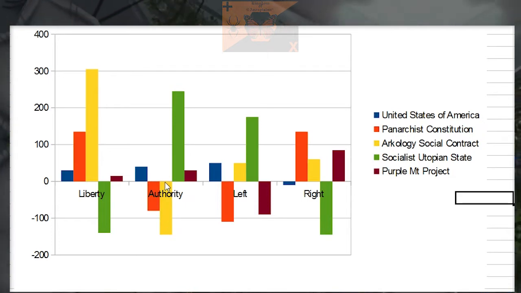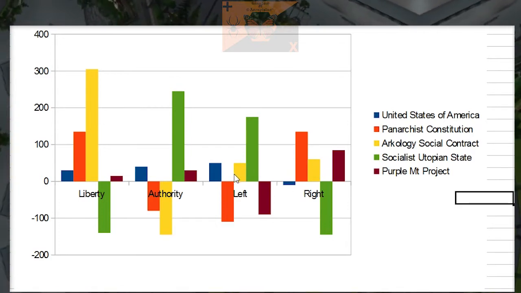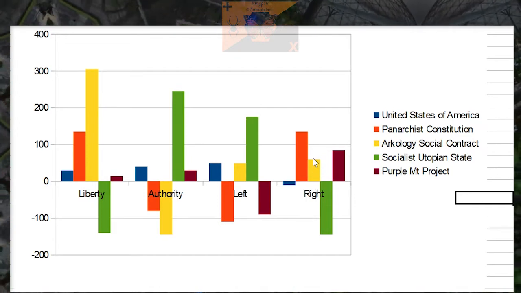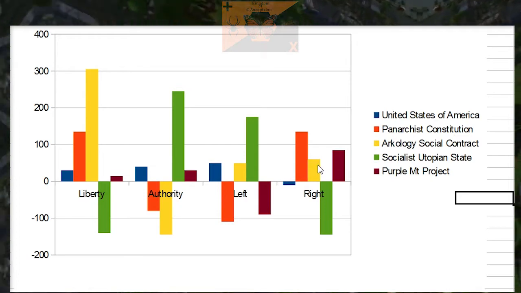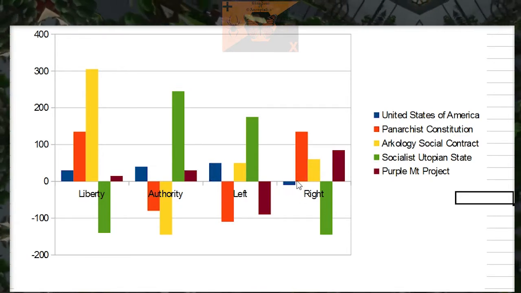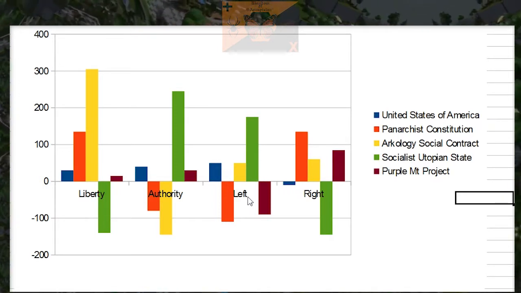The social contract is a wild document. It is crazy. Then we have left and right. It is centrist. It is a little bit more right than left. This is also interesting because a lot of people would say it's more left than right, but I think it's more right than left. But who cares? That doesn't matter. What matters is that it's centrist. And then the United States of America is more left than right, which is also kind of confusing for people.